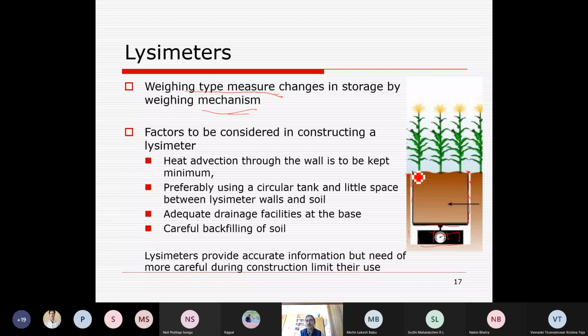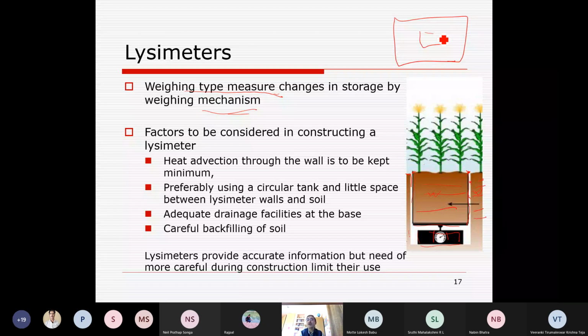And this tank is usually placed in the center of the field, so that the environment is the same as what the crop is getting. So this is basically the lysimeter arrangement, and we have a weighing condition here to get information on any change in this lysimeter.